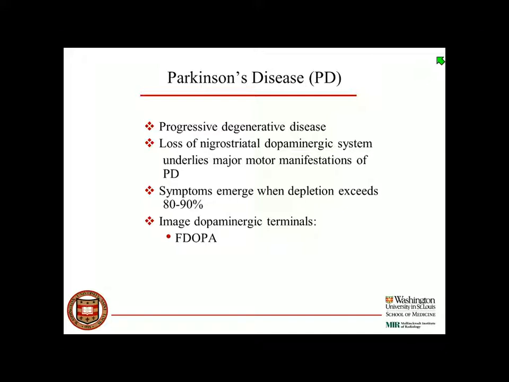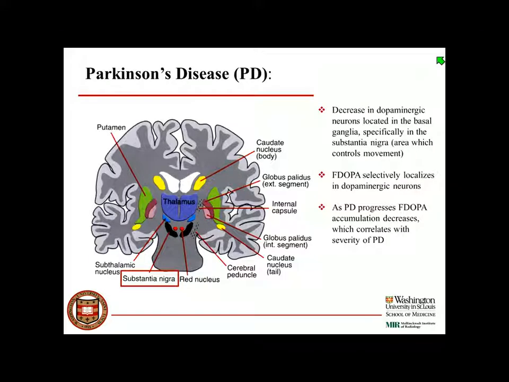So again, we're looking at progressive degenerative disease, loss of nigrostriatal dopaminergic system, which underlies major motor manifestations of PD. Symptoms emerge when you essentially see 80 to 90 percent depletion of these neurons. So again, just to take a look at a couple of these.